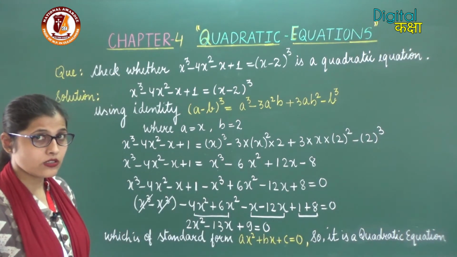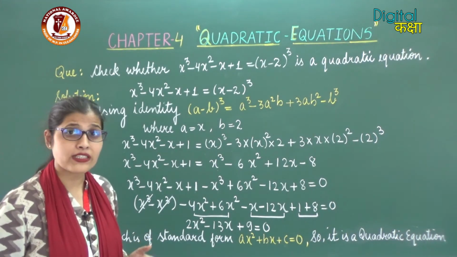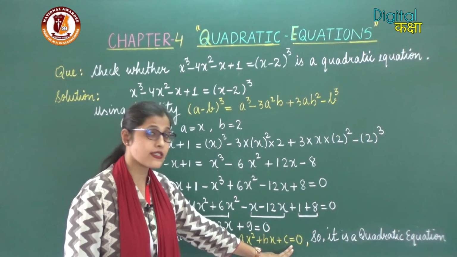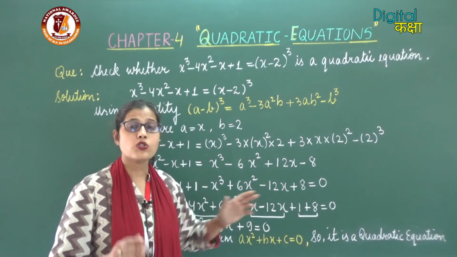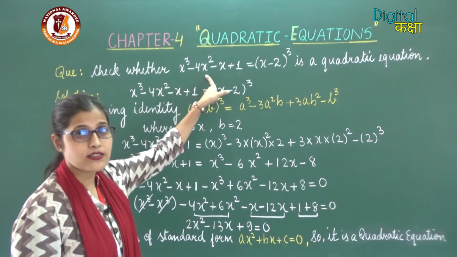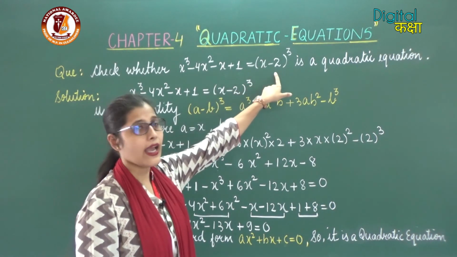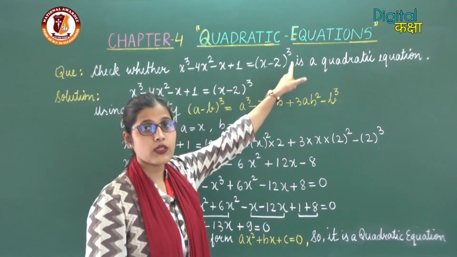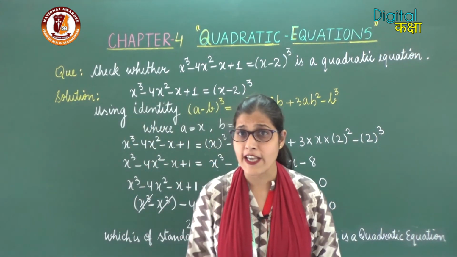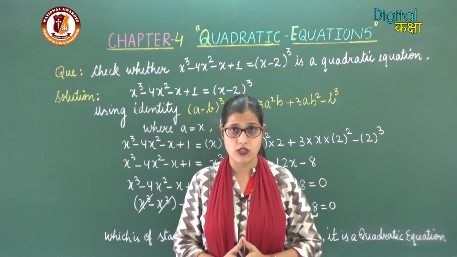When you compare it, you will see that the equation is in the standard form of a quadratic equation, which is ax square plus bx plus c equals to 0. So, we can conclude that the given equation, which is x cube minus 4x square minus x plus 1 equals to x minus 2 whole cube, is a quadratic equation. By this method, you can easily check whether the given equation is a quadratic equation or not.